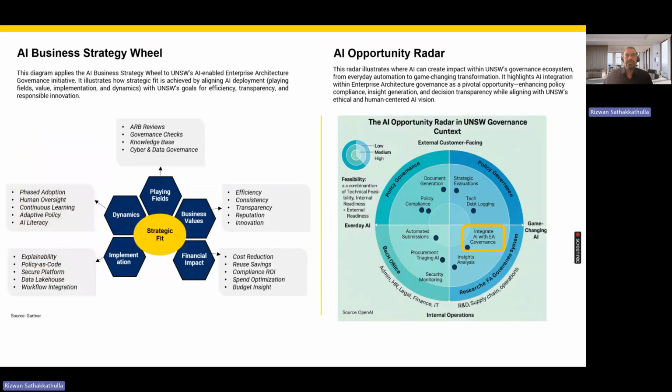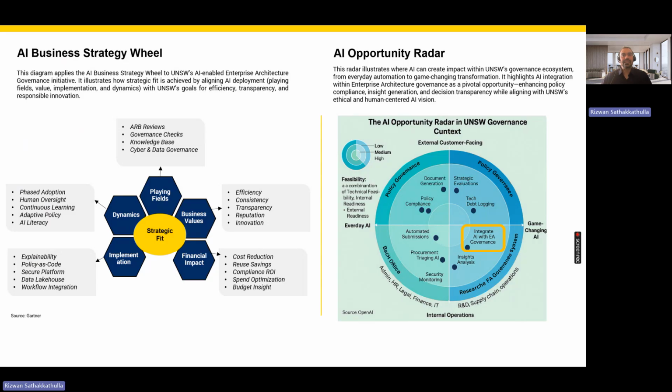The next one is around the AI business strategy wheel. Based on the Gartner framework, we have around 5 different domain areas. What does the business value look like? Definitely it's going to create a lot of efficiency, consistency and transparency. Financially, it's going to create value in terms of reusable savings, reusable architecture and cost reduction. And dynamics, so we want a phased adoption rather than a one-off.